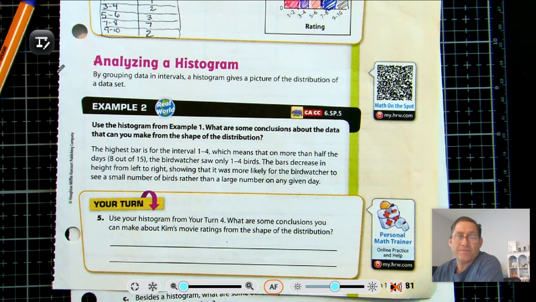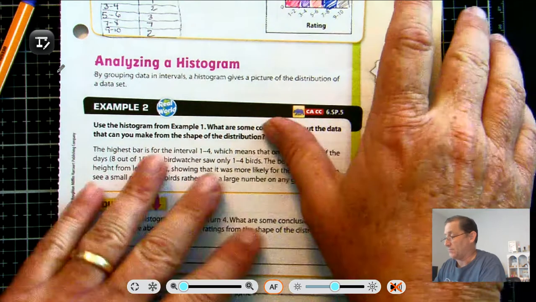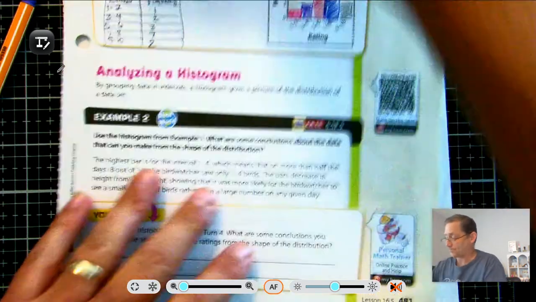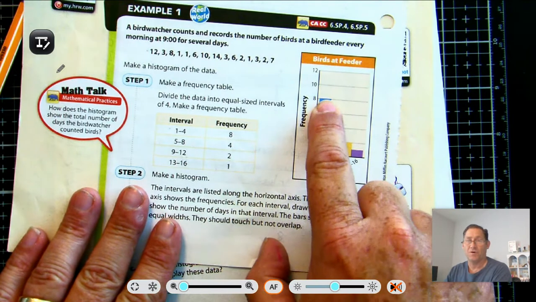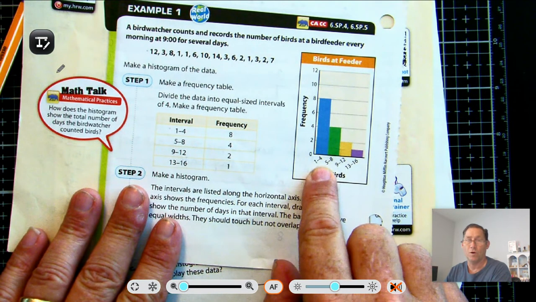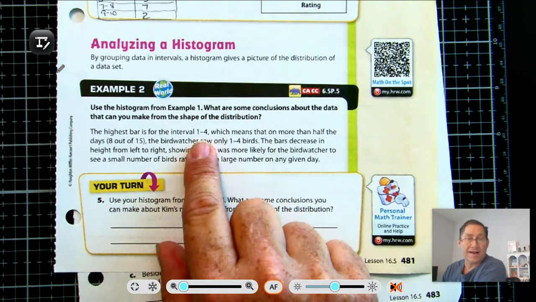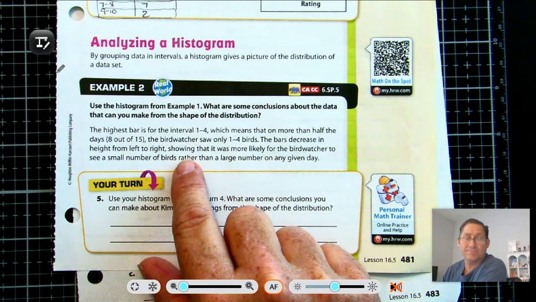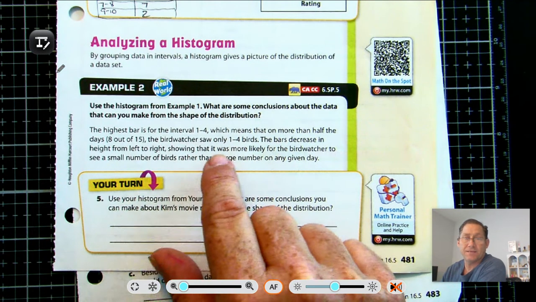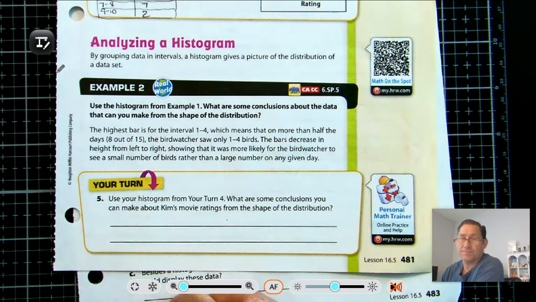So use the histogram from example 1. What are some conclusions about the data that you can make from the shape of the distribution? Okay, so from example 1, we have this histogram, right? Well, we see that the highest bar is between the intervals of 1 to 4, right? Okay, so the highest bar is 1 to 4, which means that on more than half the days, 8 out of 15 in fact, the birdwatcher saw only 1 to 4 birds.